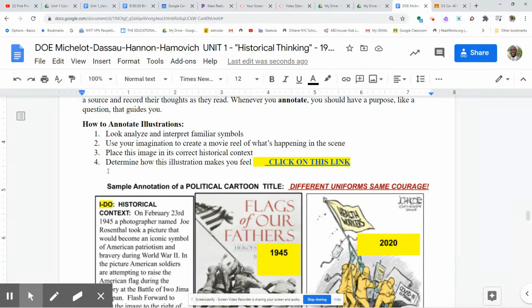Now, there are also political cartoons and images that we look at when we analyze things relating to social studies. So, the steps on how to analyze illustrations or artwork: first you look, analyze, and interpret familiar symbols. Use your imagination to create a movie reel of what's happening in the scene, and place this image in its correct historical context. Determine how this illustration makes you feel.